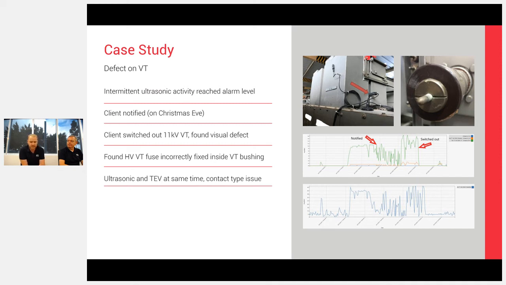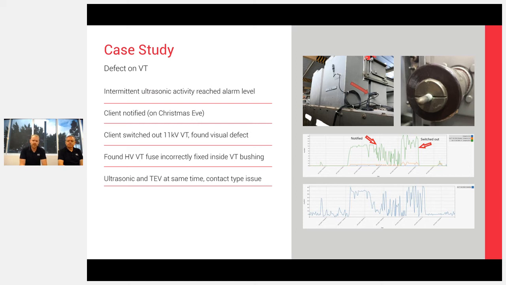switched out that VT. The reason that they switched this VT out so quickly is because they had skeleton staff that were going to run the network over Christmas. They didn't want a failure on Christmas Day or Boxing Day or anything around there. And that reduced their risk over the Christmas period. When they pulled the VT out, the damage was not extensive, but it was causing PD activity.